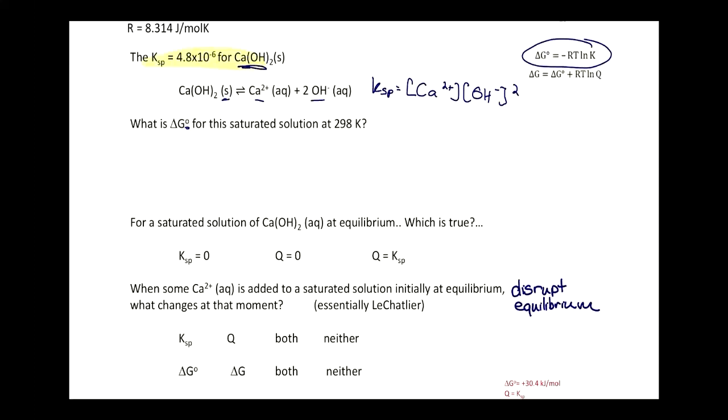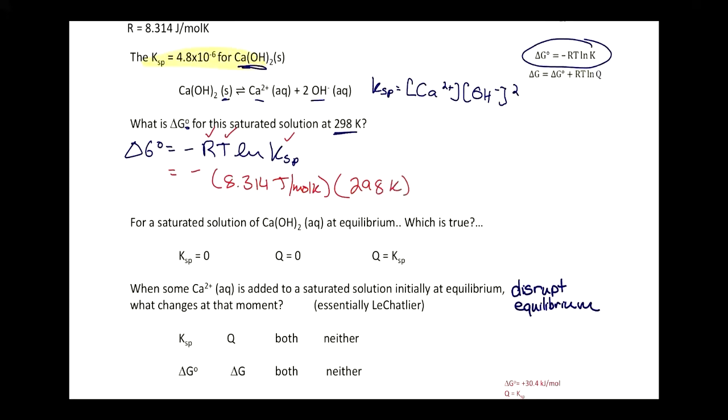And so since all of this is happening at 298 Kelvin, I can just go ahead and use the equation delta G naught equals negative RT ln, specifically KSP. We know KSP, we were given it. R is a constant, we know temperature. So simply we just plug in those numbers. R is 8.314 joule per mole Kelvin. Temperature is 298 Kelvin, because I told you that, and then natural log of KSP. So this is 4.8 times 10 to the negative 6, right?